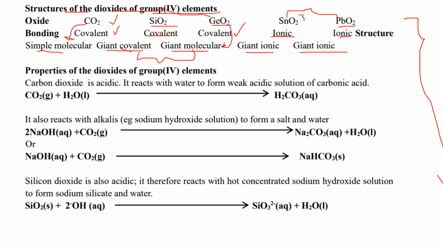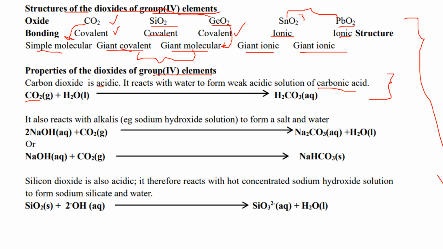So we are going to be looking at the properties of the dioxides of the group 4 elements, and we are going to start with carbon, and we are going to be stating why carbon reacts in specific ways. So first of all, carbon dioxide is acidic, and it reacts with water to form a weak acidic solution, that is to say carbonic acid. However, this does not normally exist, so that's why we don't examine it.